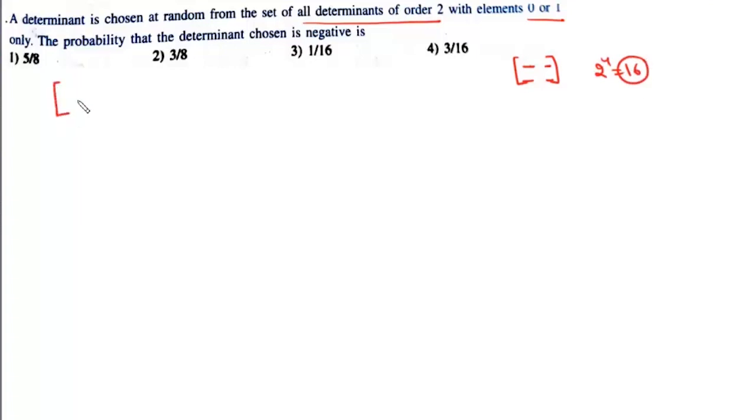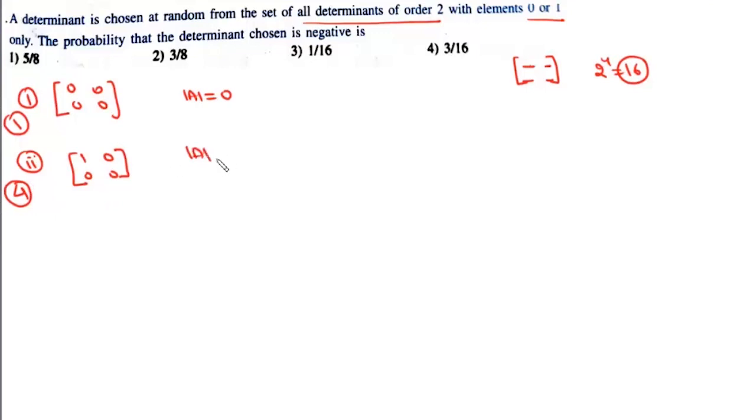Now, when we have all 4 zeros, that's just one case, and in this case, the determinant of this matrix will be 0. Now we have the second case when one of them is 1 and 3 of them are 0, and this one can occur in any of these 4 positions. So we have 4 cases here. So this was one case and these are 4 cases. Now here also the determinant of A is 0.